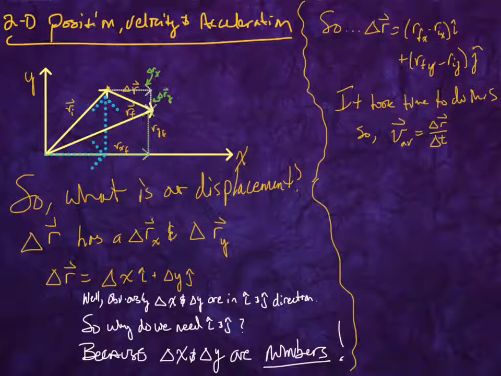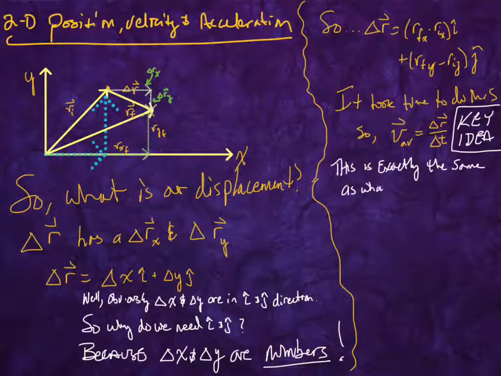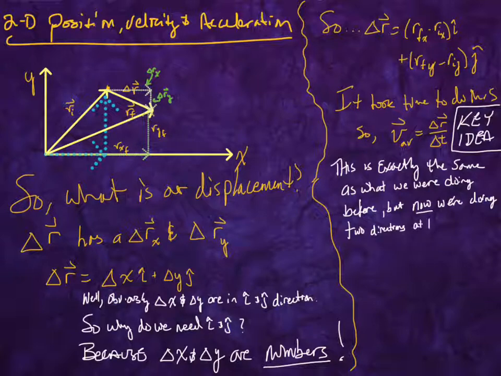But what's really going on here is that we are doing this for each and every component. And we are allowed to break this up into each and every component because they are independent directions along any particular axis. They don't affect each other, and the orthogonality of these component vectors allows us to do individual mathematics on each one of them. This is a key idea right here. It's exactly the same as what we were doing before, but now we're doing two directions at the same time. And this is key. These are at the same time.